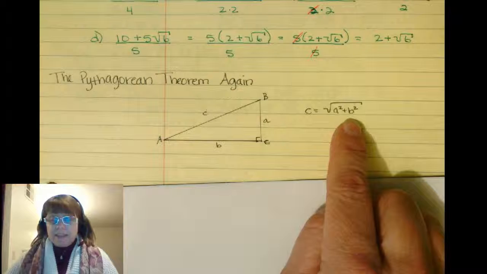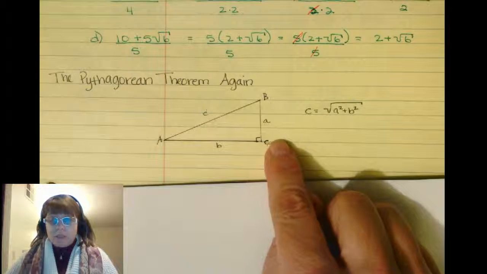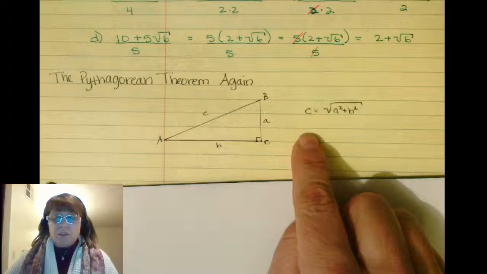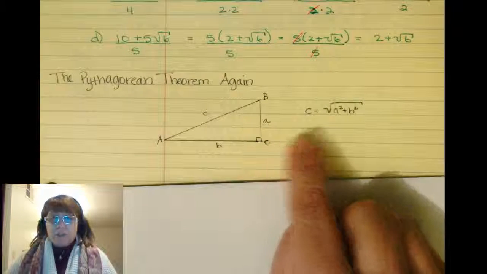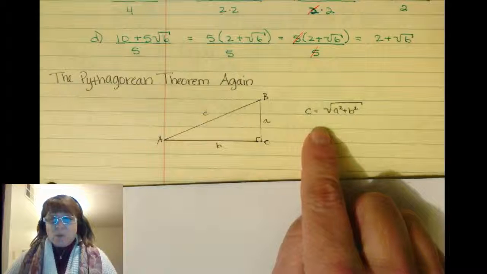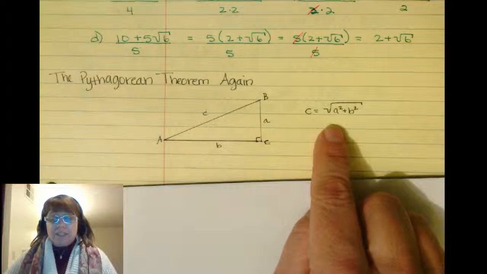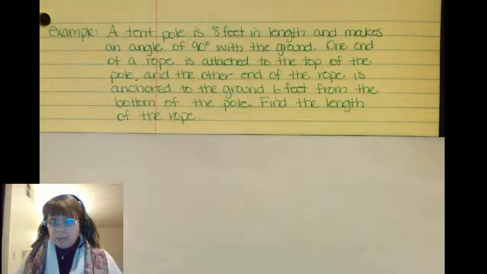Do keep in mind that this is for a right triangle only. We have other tools at our disposal for triangles that are not right triangles. For right triangles, we're going to use the Pythagorean theorem: c equals the square root of a squared plus b squared. Now, how can we use that?